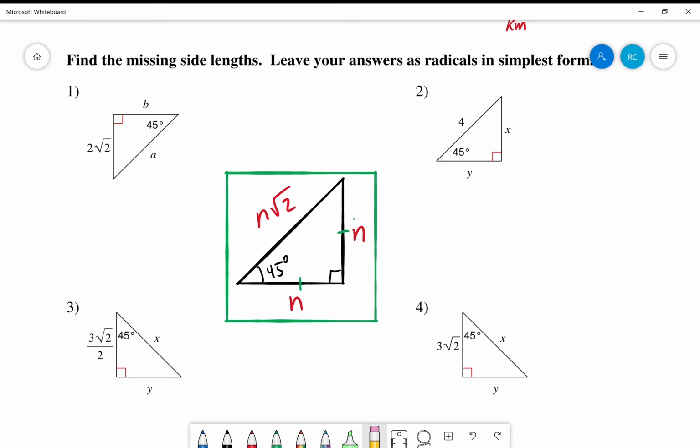Let's look at number 1. We've got 2 times the square root of 2 as the leg.